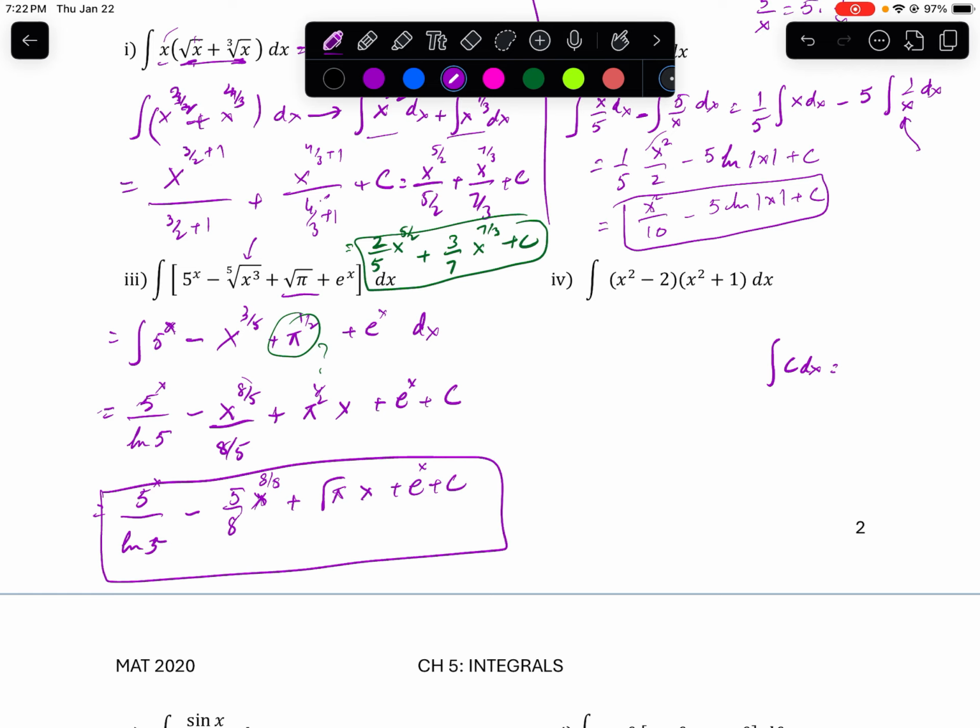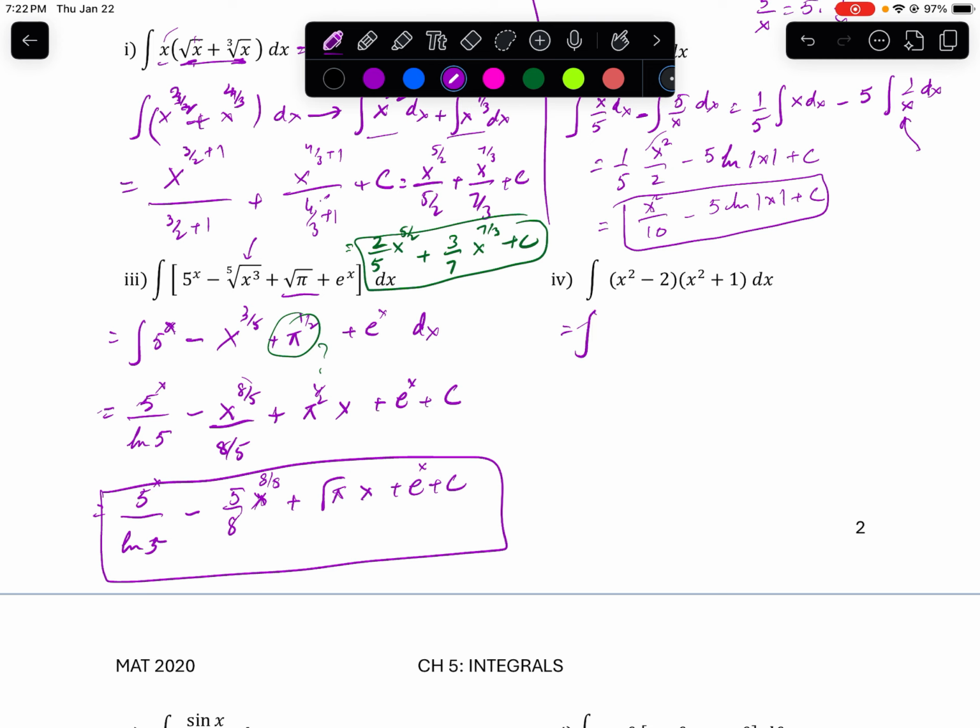Okay. Looking at the next one, this says we have a product of functions, product of polynomials basically. So how do we do that? Can we do integral of this times integral of that? No, that is forbidden. There is no such rule. So how do we do this then? What is the only thing that we can do here? We can distribute. Yes, we can distribute. So algebra is going to come into play.